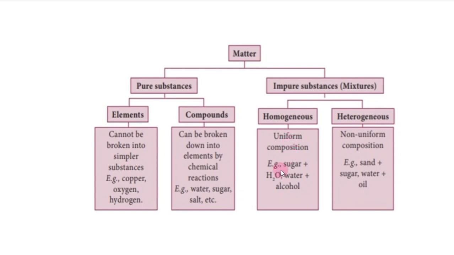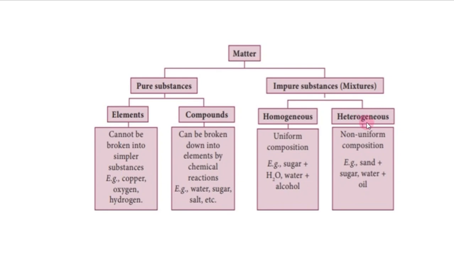Some examples are also given in your book: sugar plus water and water plus alcohol. These are examples of homogeneous mixtures. A homogeneous mixture has a uniform composition.